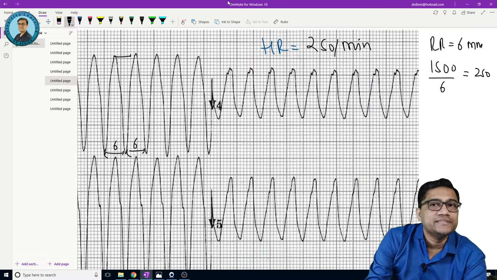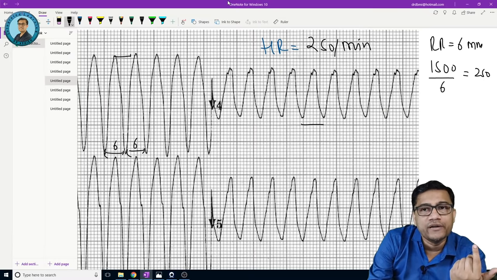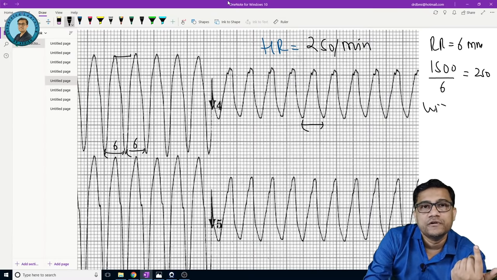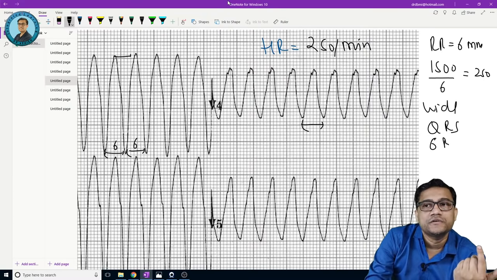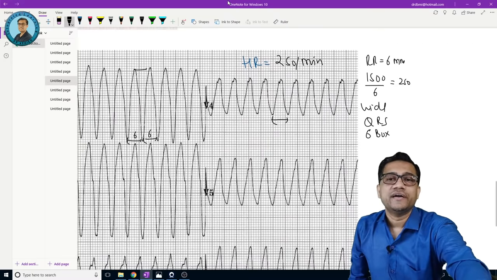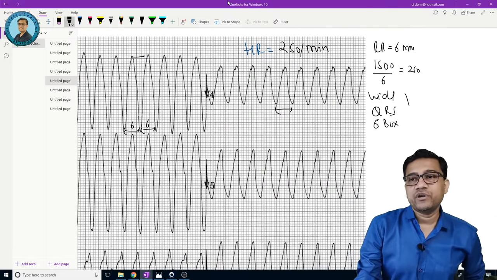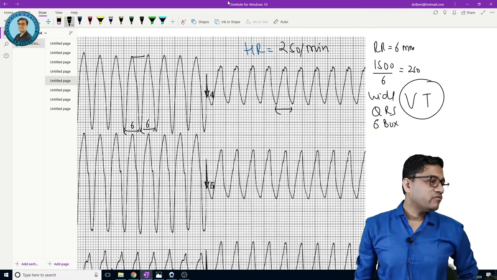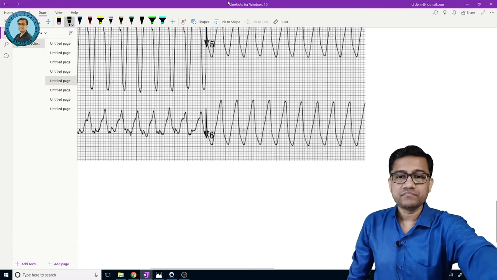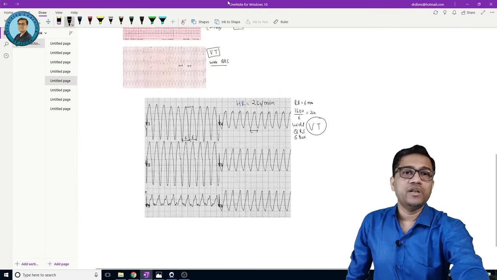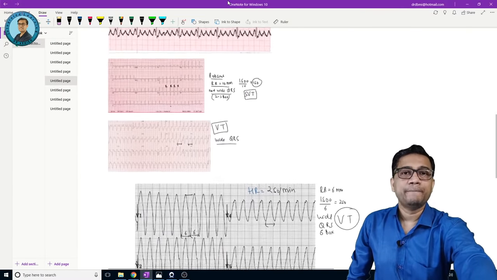Again, there is a very broad, wide QRS, almost 6 boxes. So what is the best idea? What condition? It is ventricular tachycardia. Are you clear now? VT. It is VT. So these are all the graphs of VT. Okay, clear?